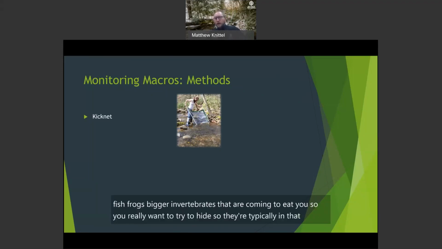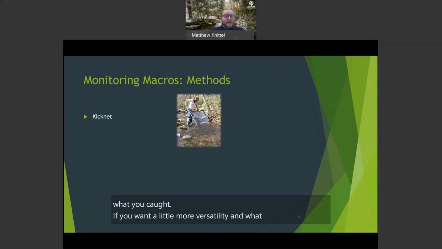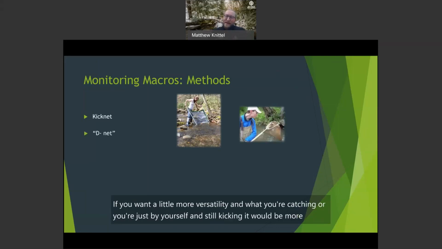So you really want to kick all those up in front of that net, and the flow of the water flows into the net, carrying those macroinvertebrates, and then you're able to lift your net out, take it ashore, and see what you've caught. If you want a little more versatility in what you're catching, or you're just by yourself, and so kick net would be more challenging, you can use a D net.